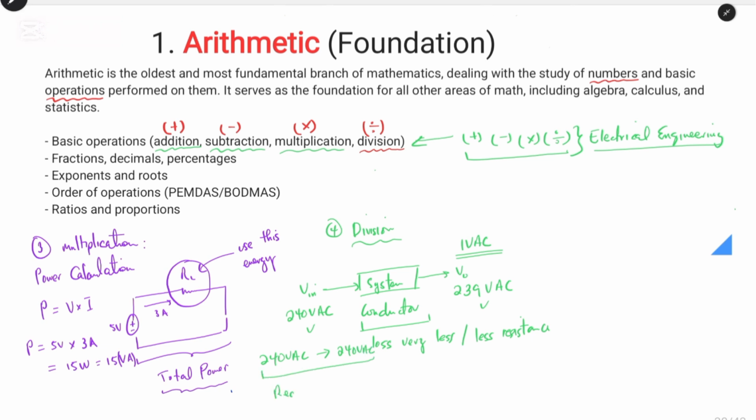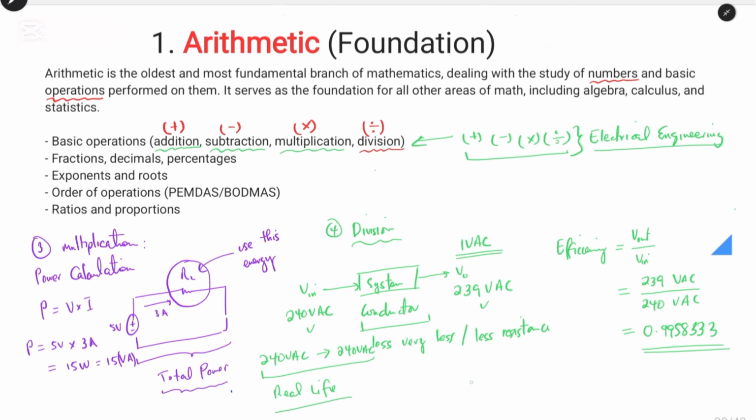But in real life, there is no perfect system. We are always prone to having losses at the output of any system. The best way to find out the losses is to use efficiency, and the efficiency is calculated using division: V out divided by V in. For our case, the output is 239 volts AC and the input is 240 volts AC. So what is the efficiency of this system? Our result will be 0.9958333. This is the efficiency of the system.